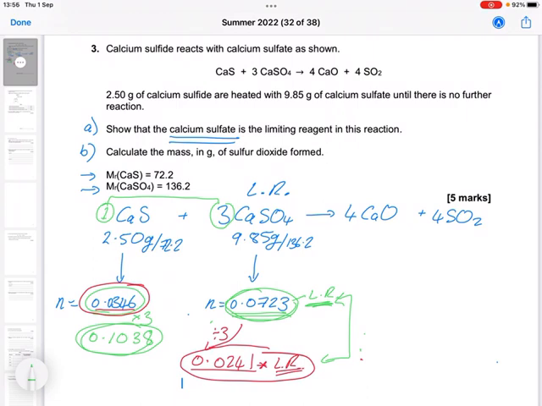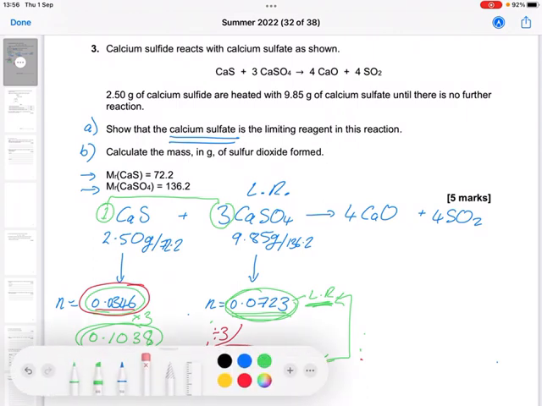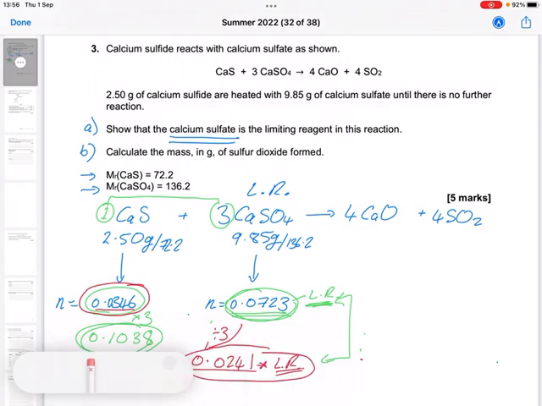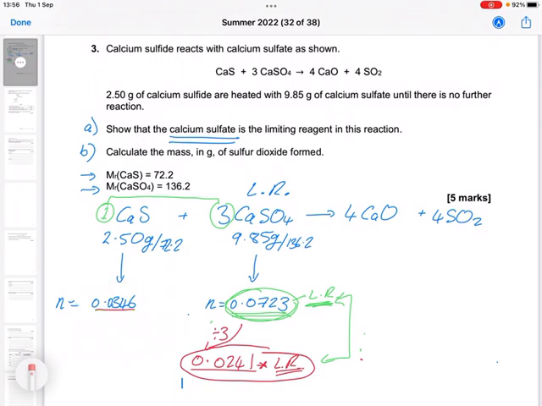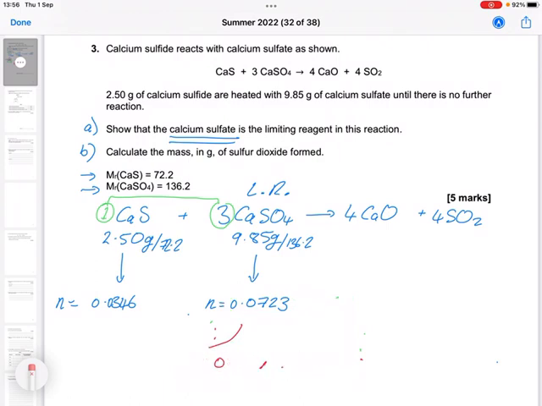So I'm going to clear all this now, because now I've worked out what my limiting reagent is. Show that the calcium sulfate is the limiting reagent. So you work out the number of moles of one, you work out the number of moles of the other, you use a ratio just to show, and it doesn't really matter which way you go to use that ratio, just to show that one is the limiting reagent. Okay, so let me just go back and I'll simplify this, make it a little bit clearer. Go back to blue.